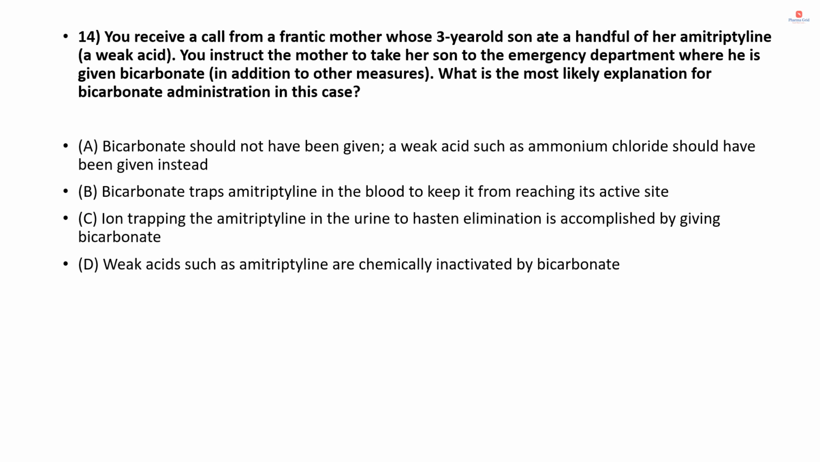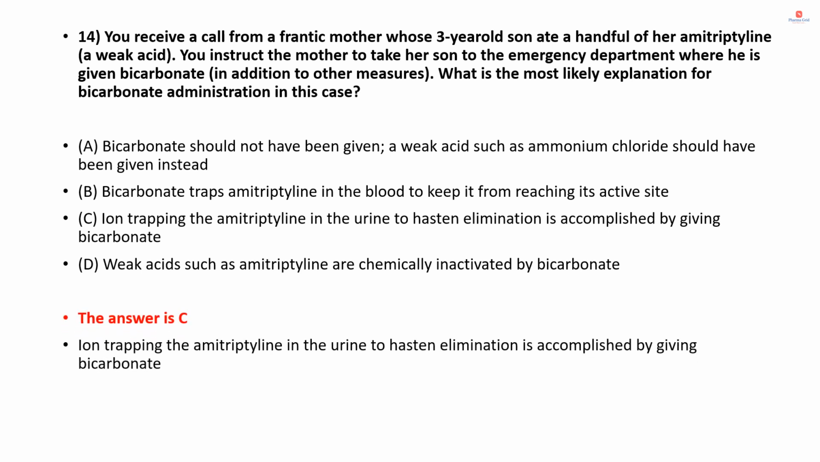The options are: bicarbonate should not have been given; a weak acid such as ammonium chloride should have been given instead; bicarbonate traps amitriptyline in the blood to keep it from reaching its active site; ion trapping the amitriptyline in the urine to hasten elimination is accomplished by giving bicarbonate; and the last option, weak acids such as amitriptyline are chemically inactivated by bicarbonate. So here the most likely explanation for bicarbonate administration is option C.